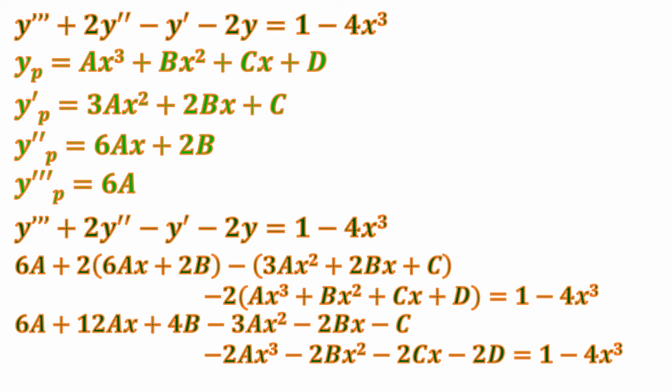And then we are going to distribute whatever we can distribute, 2 times 6 and 2 times 2. So we'll have 12ax and 4b. And also we're going to distribute the negative sign. So the 3 becomes negative 3, 2 becomes negative 2, and c becomes negative c. Also for negative 2, we'll distribute that. So it becomes negative 2ax cubed, negative 2bx squared, negative 2cx, and negative 2d. So everything is just about distributing.